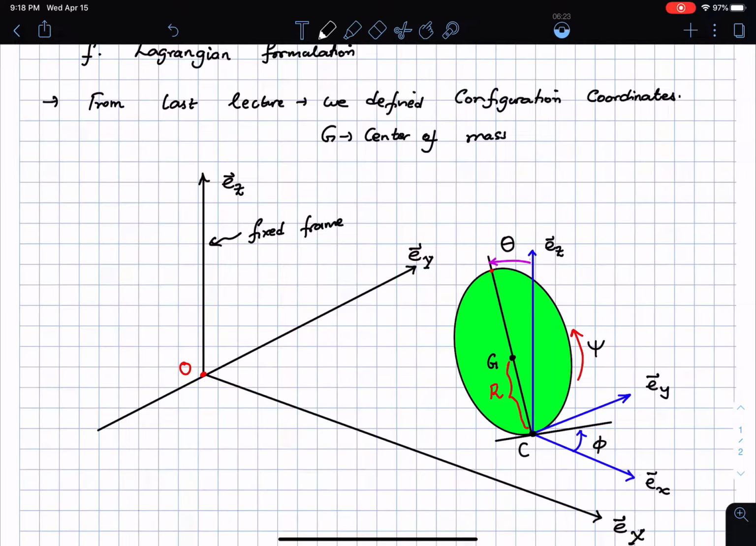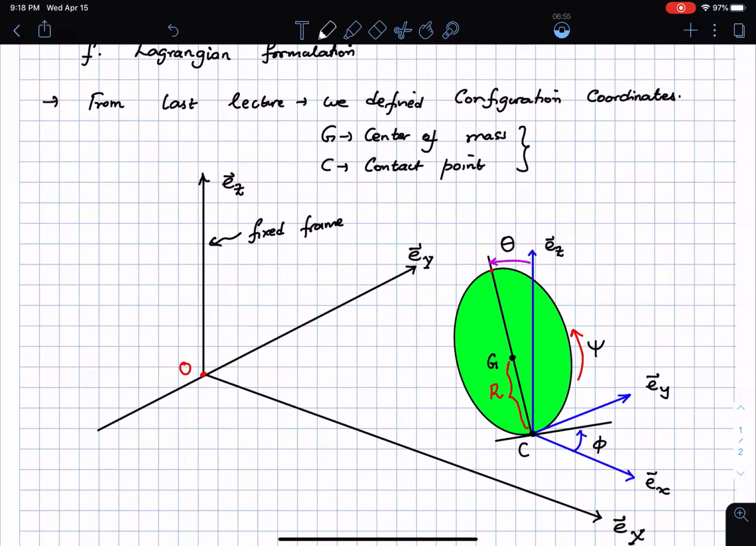And point C is the contact point. Of course, if we have rolling without slip, we still have the forces of static friction. So at the point C, if you look at this from a Newtonian perspective, there's going to be the normal force of contact. Then we are also going to have the friction forces in two directions: one in the EY direction, one in the EX direction, and the normal force in the EZ direction.